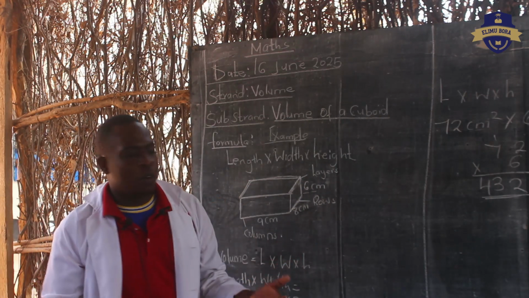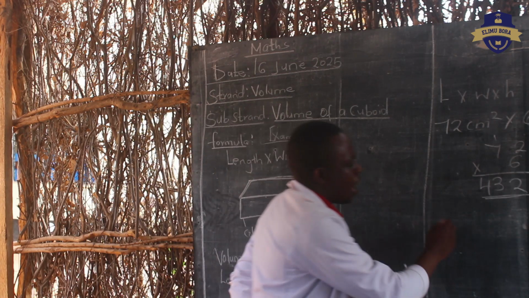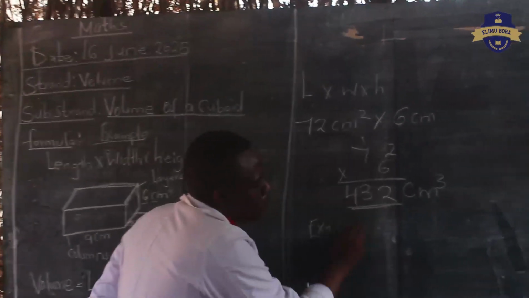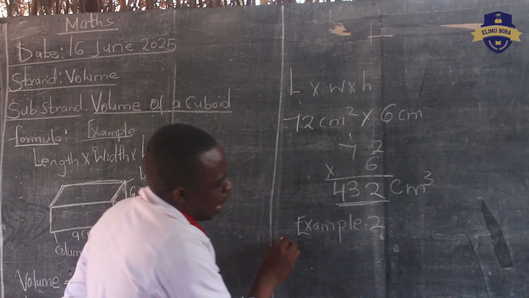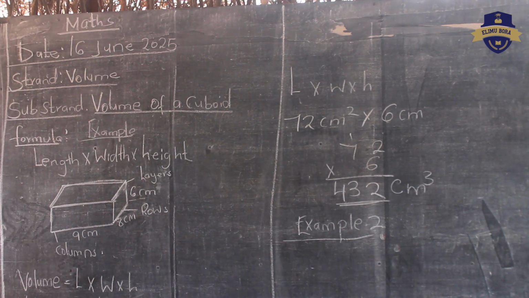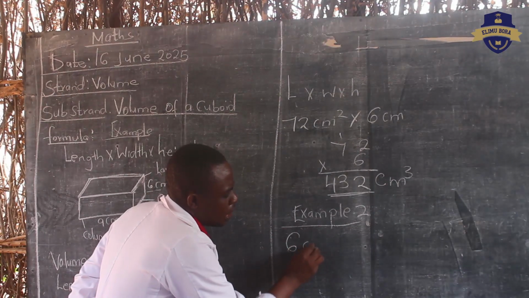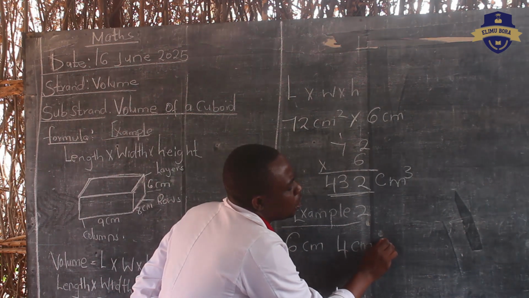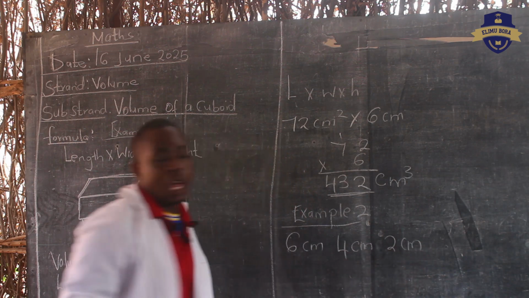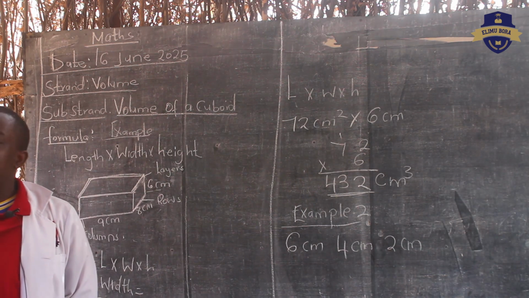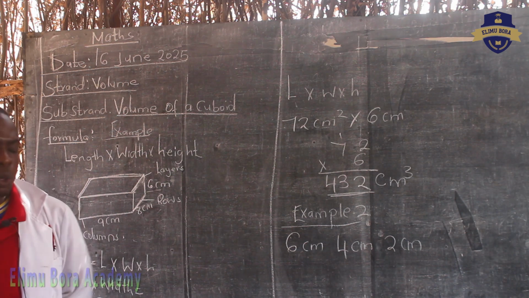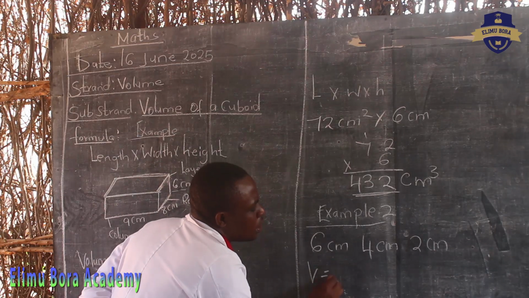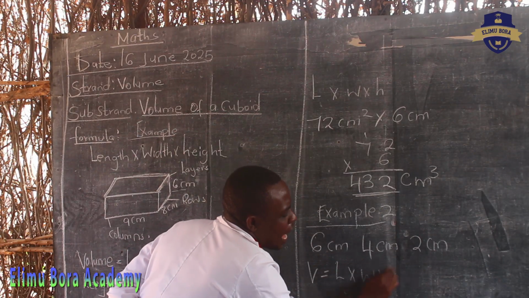We have another example, example 2. We have 6 centimeter, 4 centimeter, and 2 centimeter. We are being told to find the volume. What are we supposed to do? First of all, we say the volume equals length times width times height.